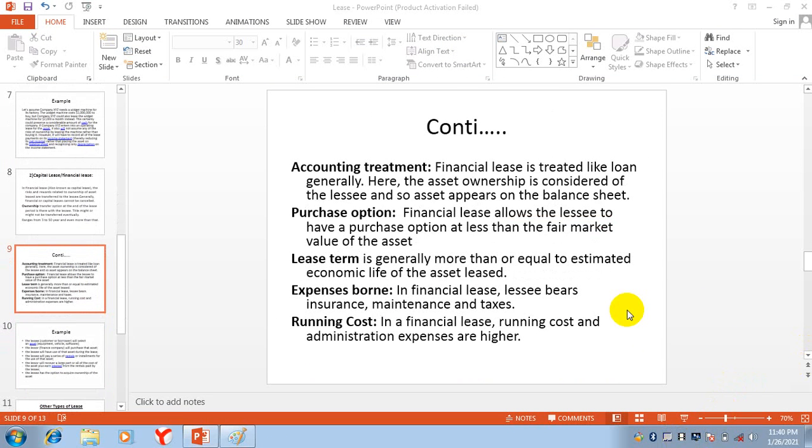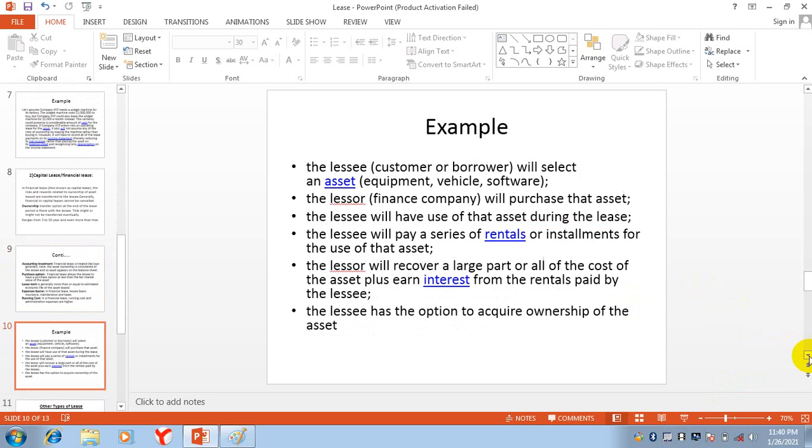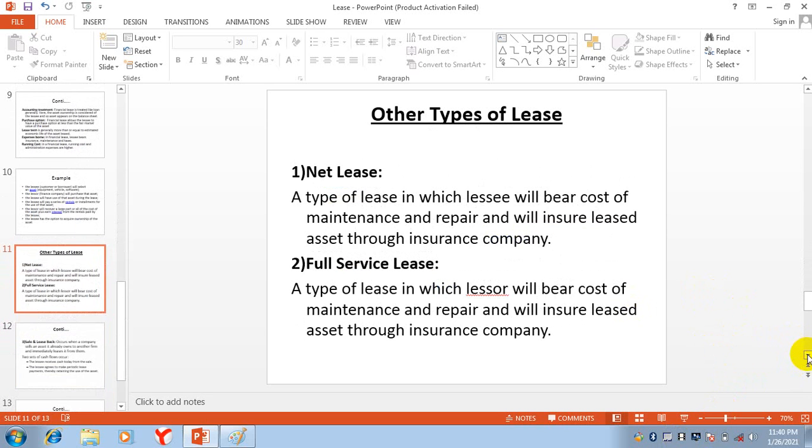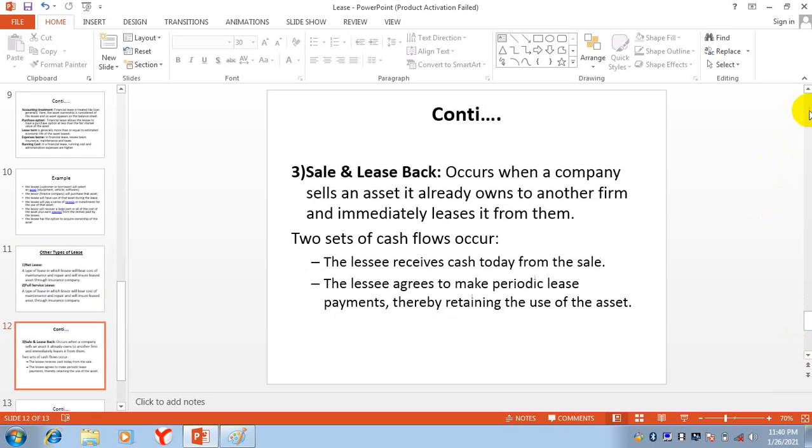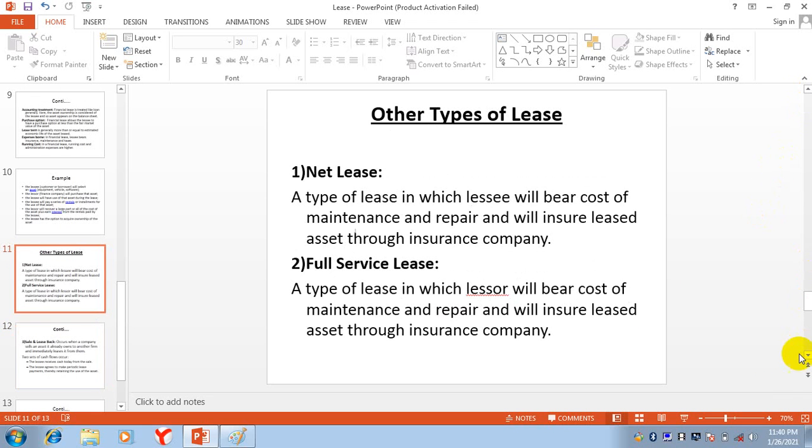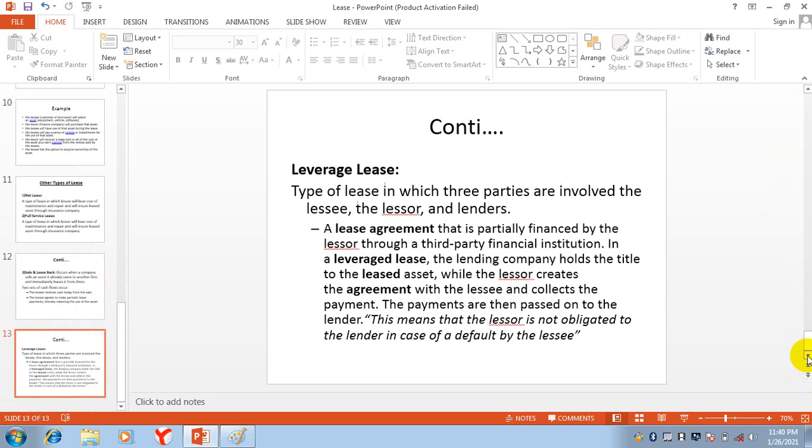Inshallah, in the next class we will discuss the accounting treatment, the purchase option, lease term, expenses borne, running cost, and each and everything about this. And there are different other types of lease like net lease, full service lease, sale and lease back, leverage lease. All these inshallah we will discuss in the next class.